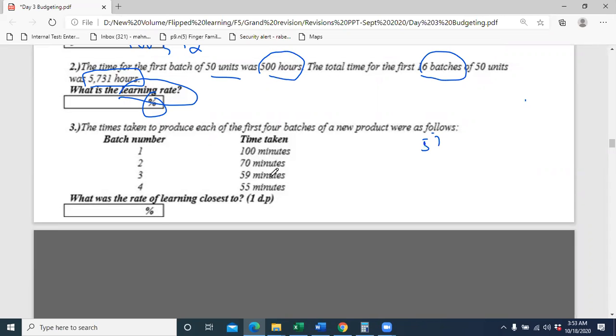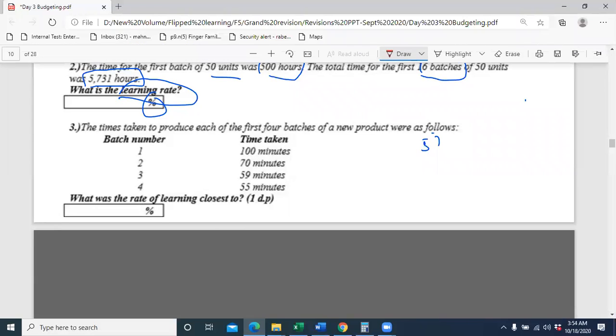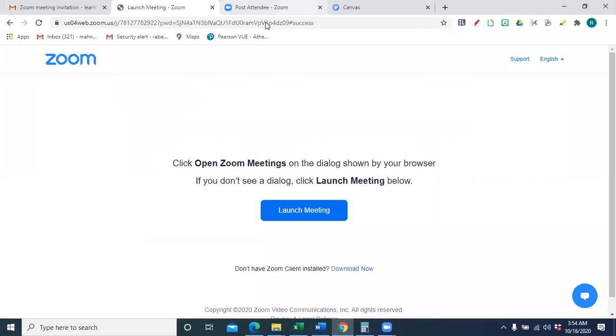Okay. And now you need to calculate what was the rate of learning closest to, and be sure to follow the decimal rules as well. Here you need to calculate the rate of learning closest to 1 decimal place. The answer should be in 1 decimal place. So how are you going to solve this?